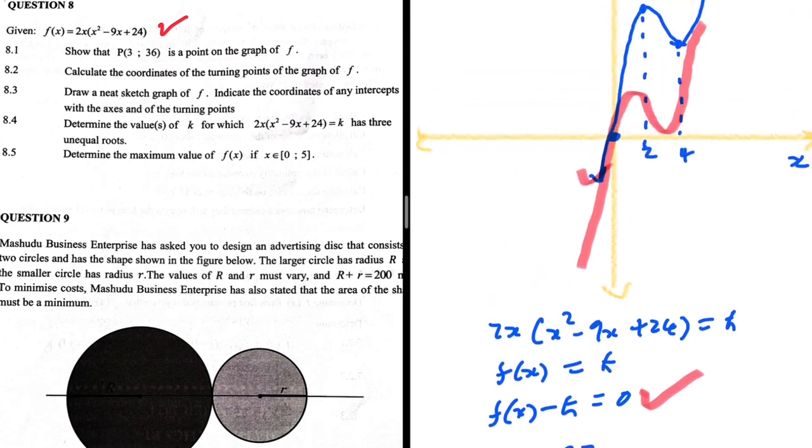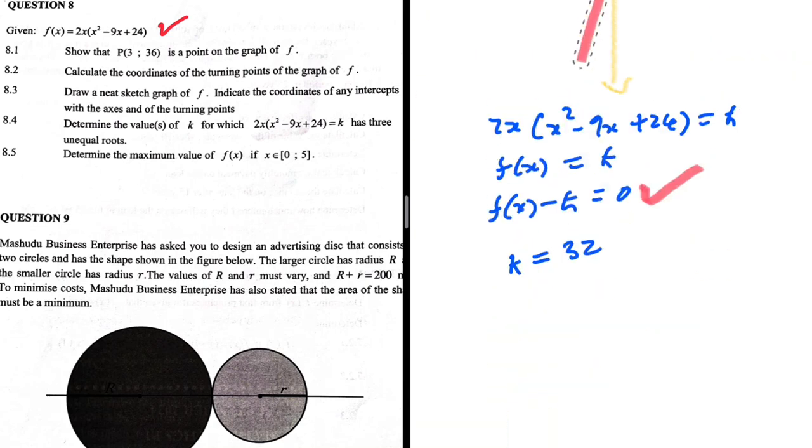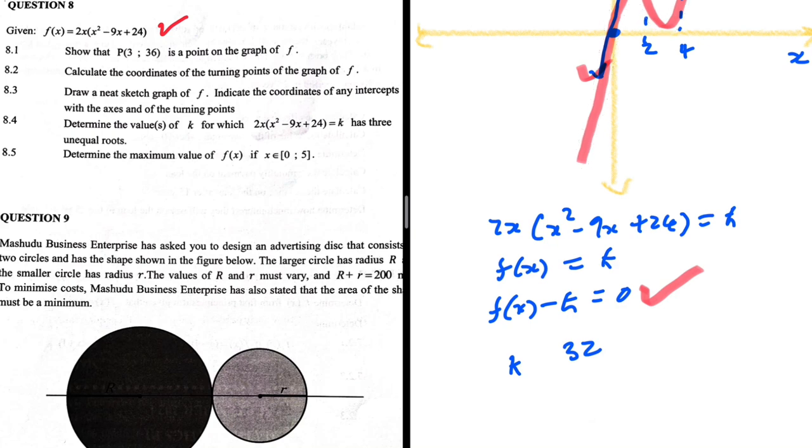Okay, so in the scenario that we have in front of us, k is equal to 32. In that scenario, we have moved the function 32 units down. What about these? That would be 2 unequal roots. So we're not interested in that. We need k to actually be greater than 32, because at that point we have 2 unequal roots, 1 here and 1 here, but we need 3. So k needs to be greater than 32. Let me show you what happens then.